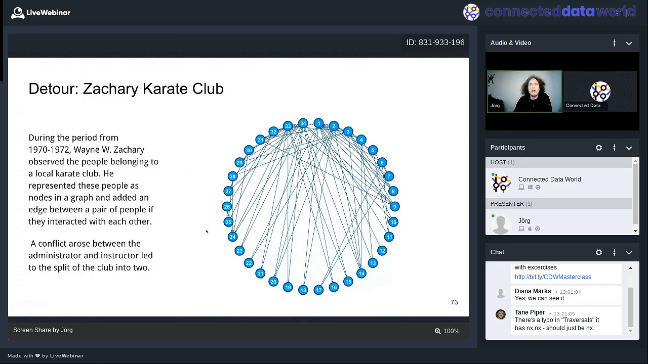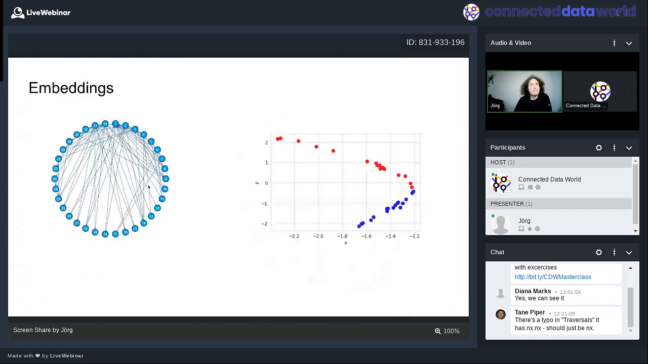What then happened at this karate club is that it split into two subclubs. The instructor and the administrator each formed their own club. And the common task in graph analytics or graph machine learning is now to try to predict where each of those other people, as they want to continue doing karate, end up: in which of those clubs?